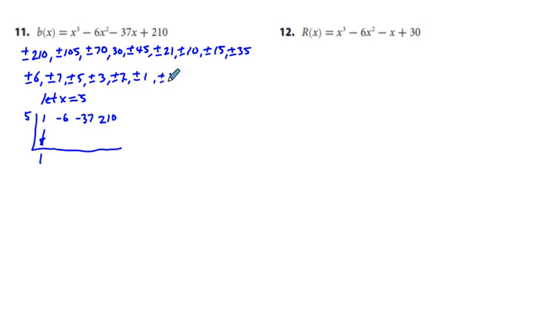5 times 1 is plus or minus 14, plus or minus 42. My gosh. I guess if you put 360 as a final term, you might have more. Anyway, 5 times 1 is 5. Negative 6 plus 5 is negative 1. 5 times negative 1 is negative 5. And negative 37 plus negative 5 is going to be negative 42. 5 times negative 42 is negative 210. So we have 0. So we have x equals 5 is a factor, or is a 0.